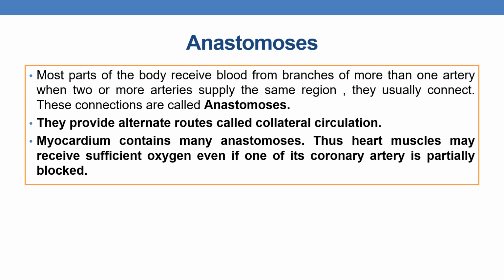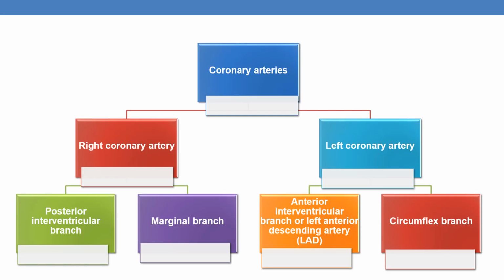arteries is partially blocked. Now coming to coronary arteries, the ascending aorta is mainly divided into the right coronary artery and left coronary artery. The right coronary artery is again branched into the posterior interventricular branch and marginal branch, whereas the left coronary artery is divided into the anterior interventricular branch or left anterior descending artery (LAD) and the circumflex branch. These are the branches of the left coronary artery and these two are the branches of the right coronary artery. As of now, let us only see the names.